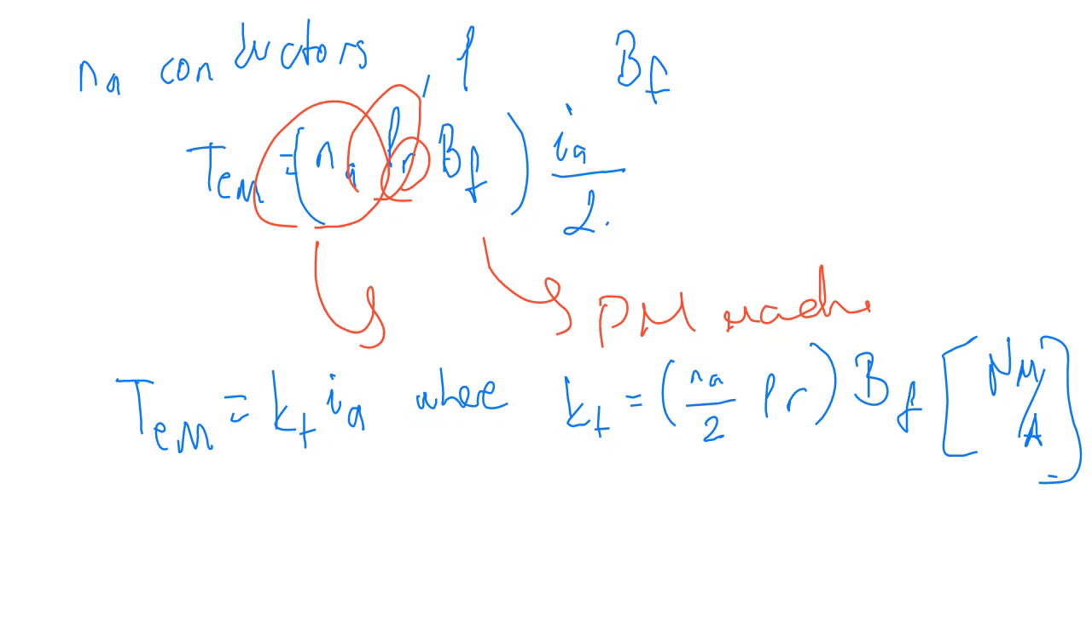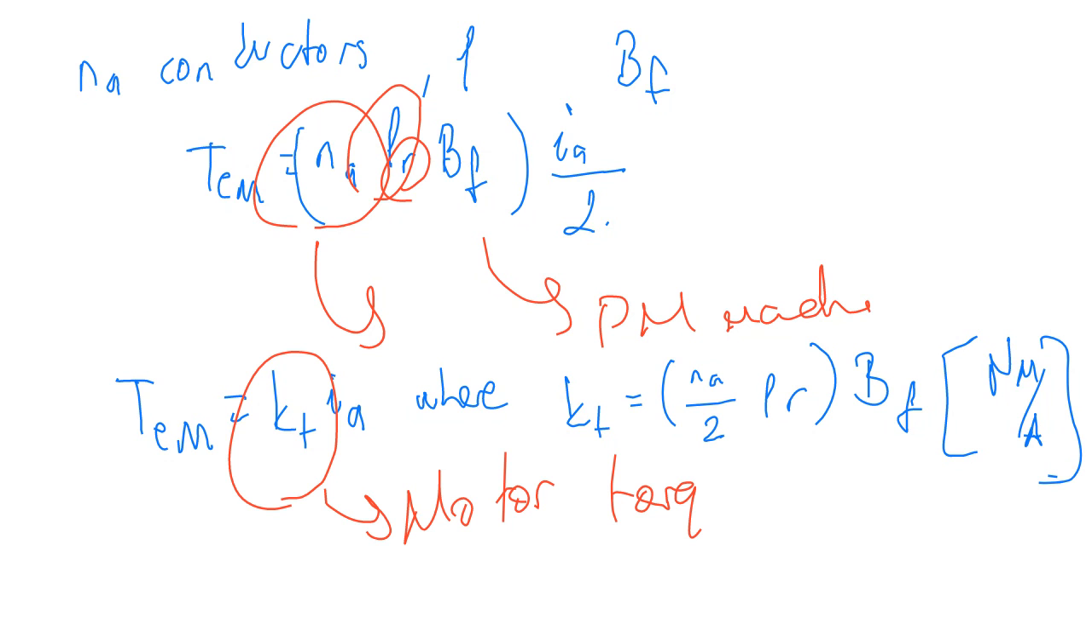This expression shows that the magnitude of the electromagnetic torque produced is linearly proportional to the armature current, i.e. the constant Kt is called the motor torque constant. Generally, the motor torque constant is given in motor specification sheets, in the data sheet of the DC machine. You learn your torque constant.